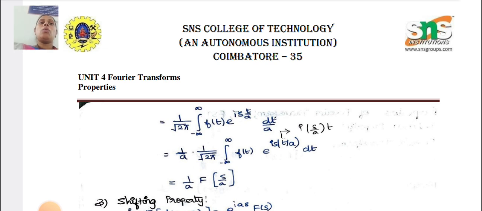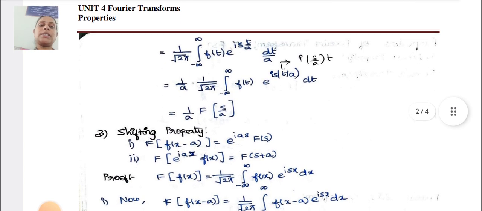1 by root 2 pi, minus infinity to infinity, f of t e power i s t by a into dt. So this is our capital F of s, with e power i s x instead of t by a. So here we want to use F of s by a. Okay, so this is the change of scale property.